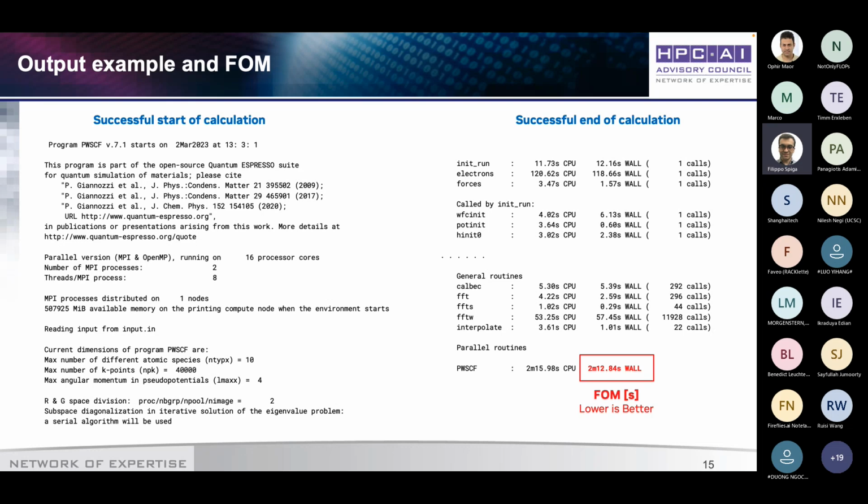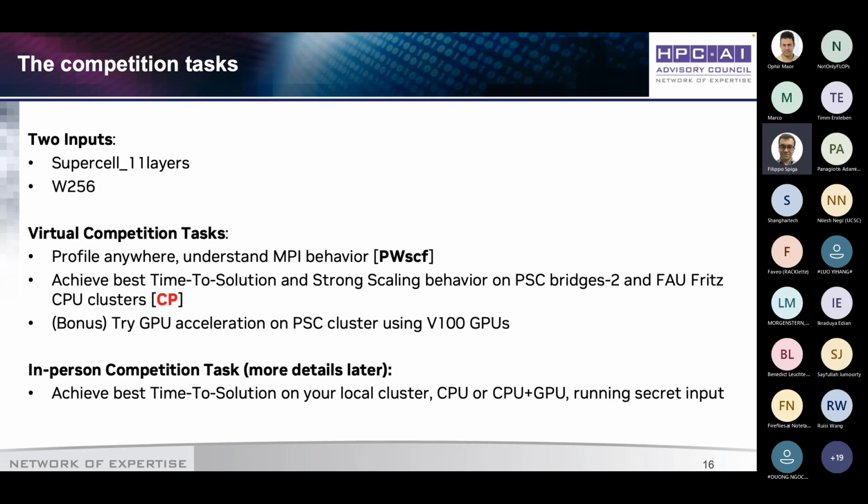The figure of merit that we're going to use is essentially the wall time, in seconds. It's easy to convert to seconds. And obviously, the lower the better. That's kind of obvious. So what's the competition task? We have two inputs that we want you to run. We also provide one that is very much a standard, which is AUSURF112. AUSURF112 has existed for probably 15 years. It helps you get familiar with the code and get it running.